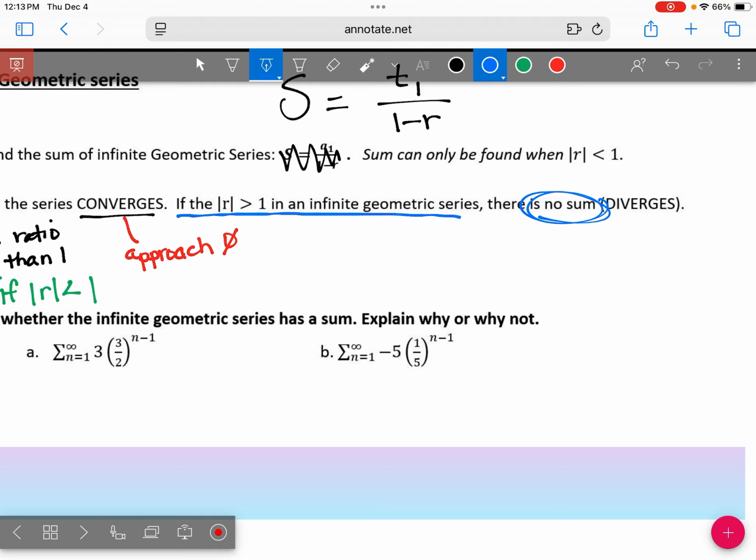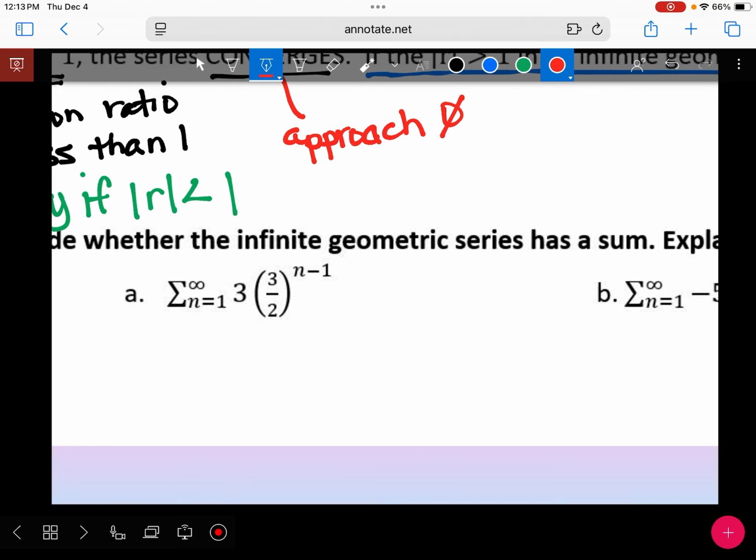So we only use this formula if the absolute value of r is less than 1. And the reason why we focus on the absolute value is, if you have a negative 2/3, we're really focusing on the fact that it's 2/3. And because that's less than 1, it will give you a sum. All right, so these are our last 2 for today. Let's look at this first one here.